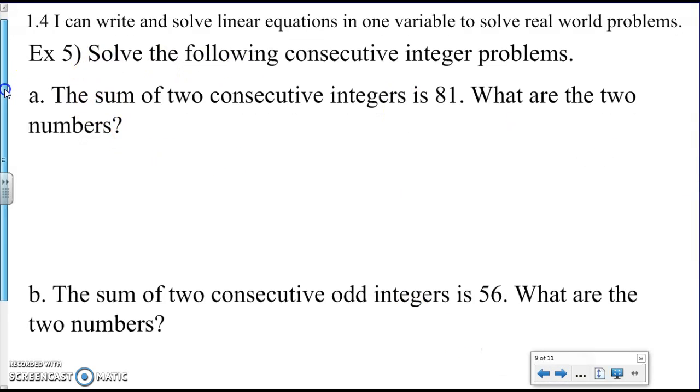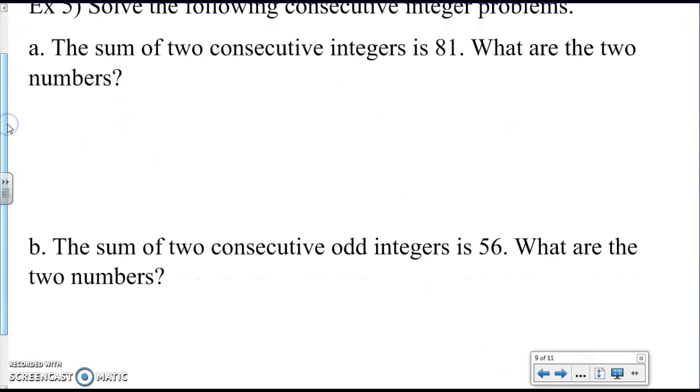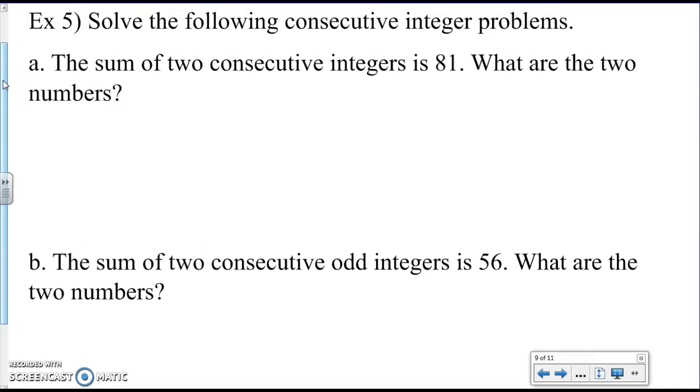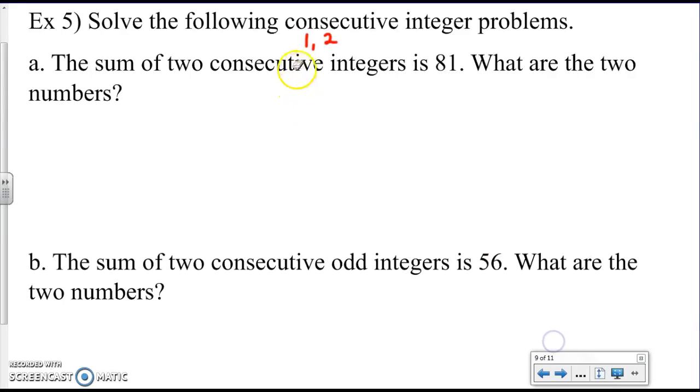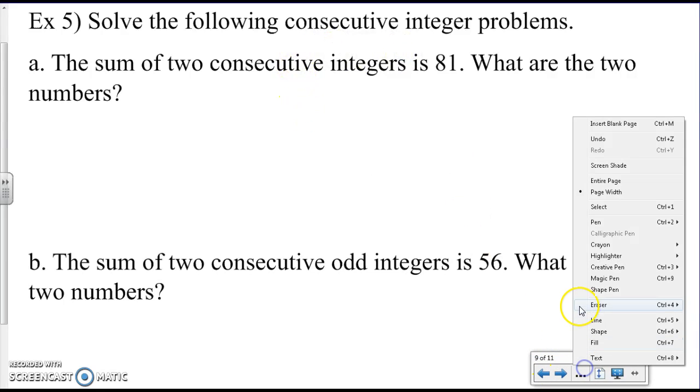Okay, the last type of problem is a special type of application, and it's called consecutive integers. Okay, so what you need to consider is if 2 numbers are in a row, we increase by 1. So if I have 1 and 2, I'm going to add 1 each time to get to the next number. Consecutive integer means the next number in order. So we're going to use that concept to help us set up these problems.